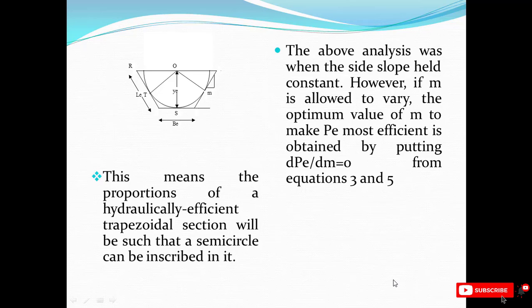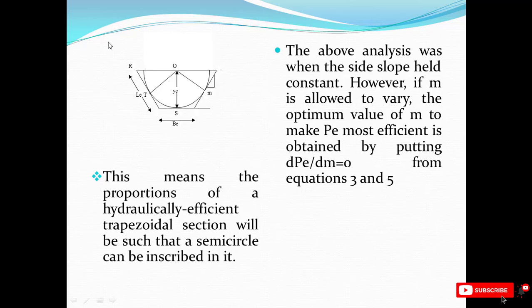After the efficient channel, we have another one which is most efficient. Most efficient in trapezoidal. What does that mean? In the previous analysis we took the side slope of the trapezoidal as constant, like a value, but if we let the side slope vary, at which side slope M can we construct a semicircle in the trapezoidal channel? This is said to be the hydraulically most efficient channel.